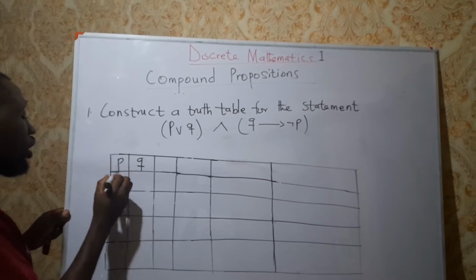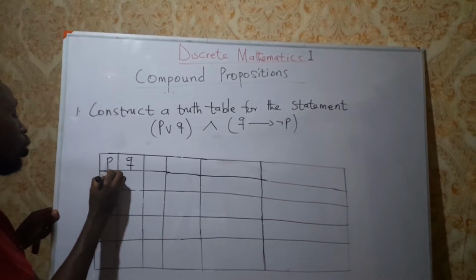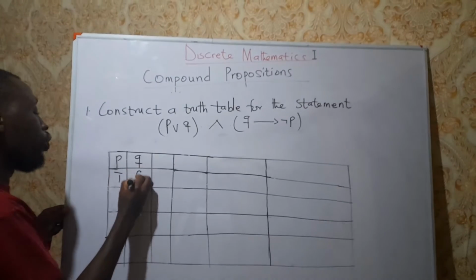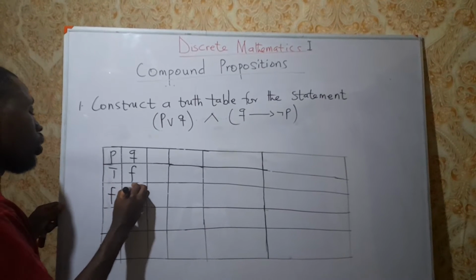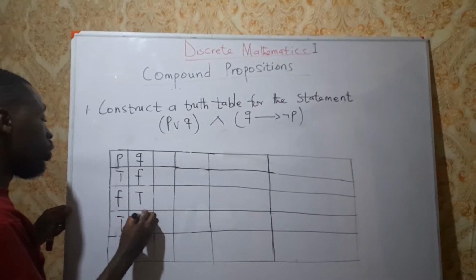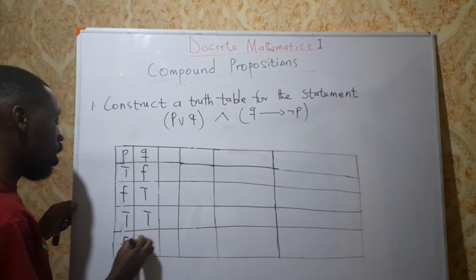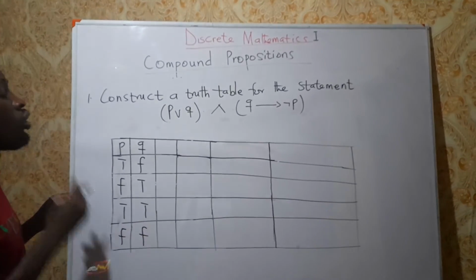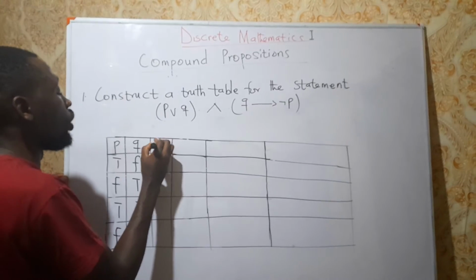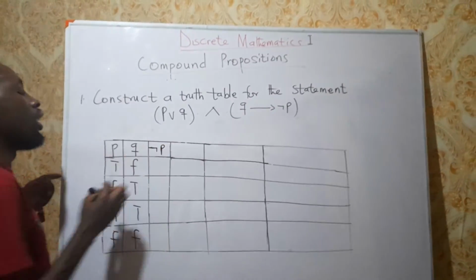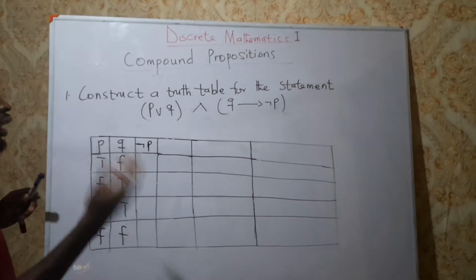So let's look at a situation where P is true and Q is false. Then when P is false and Q is true, when both are true and when both are false. So the negation of P will be this. Remember, we said when a propositional statement is true, then its negation is false.